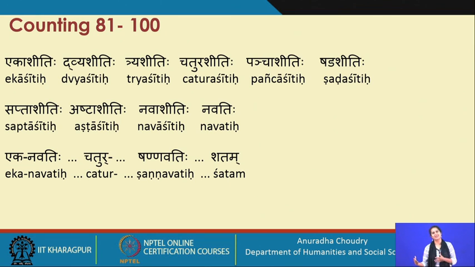I have been emphasizing it. But actually you can just do Navatih or Ashitih, Vimshatih. So let's go down from the beginning. It's Dasha, Vimshatih, Trimshat, Chatvarimshat, Panchashat, Shashtih, Saptatih, Ashitih, Navatih, Shatam, century.